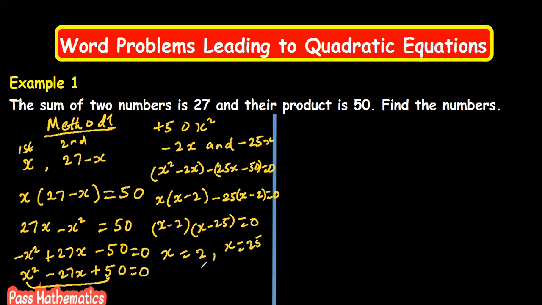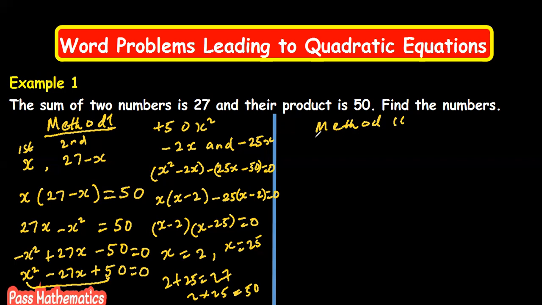So these are the 2 numbers whose sum is 27 and whose product is 50. So 2 plus 25, we get 27, and then 2 times 25, we should have 50 as well. So it's quite simple. So this is the first method. So let's quickly do the second method.